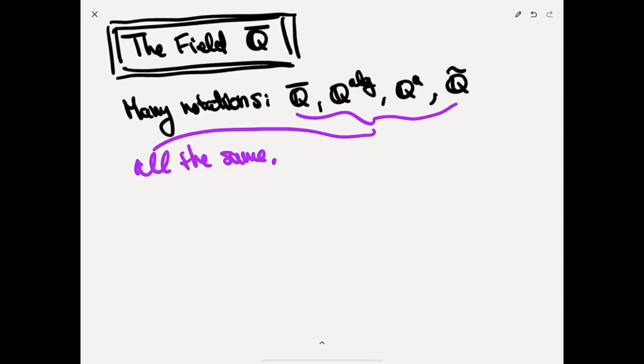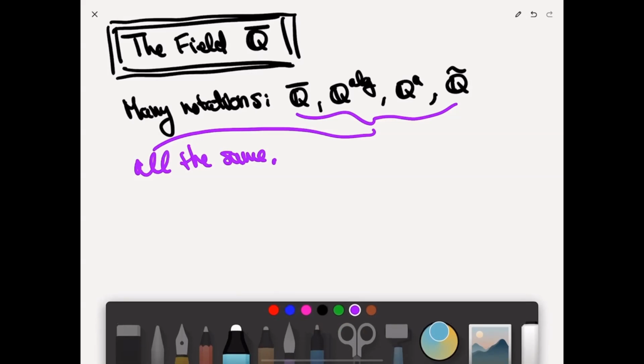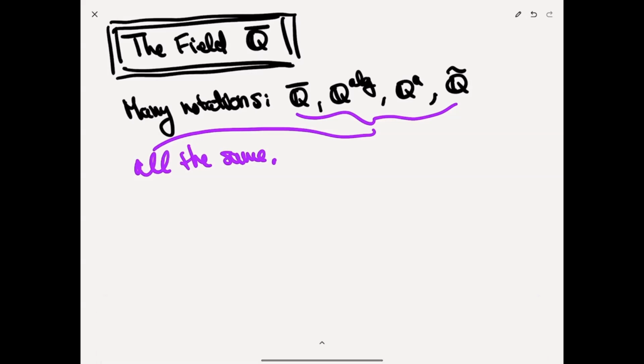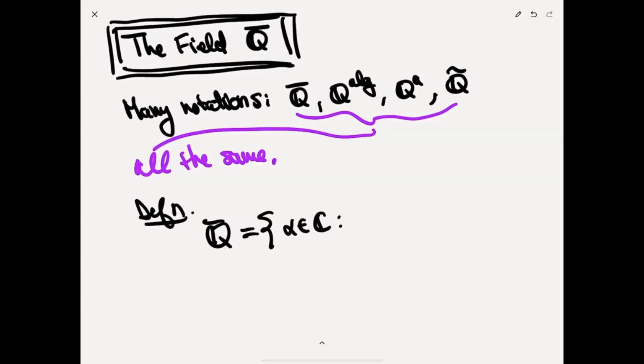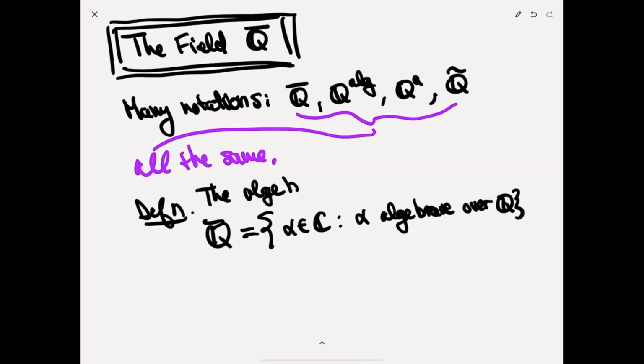So let me give the definition. I'm going to give one definition. Q bar is defined to be the set of alphas in C such that alpha is algebraic over Q. This is what's called the algebraic closure of Q.